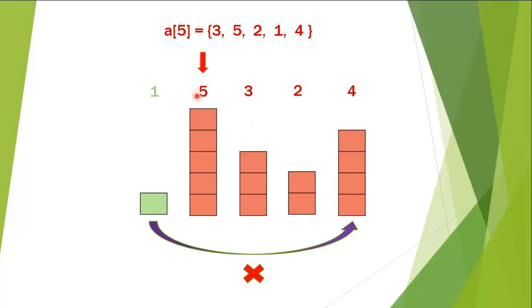That means 5 will be compared with the 3. If smaller, then perform the swapping operation. 3 will come to this position. Again 3 will be compared with the 2. 2 is smaller, so again perform the swapping. So 2 will come to this position. Again 2 will be compared with the 4. 4 is not smaller, so there will not be any swapping, and we will get the 2 at this position.